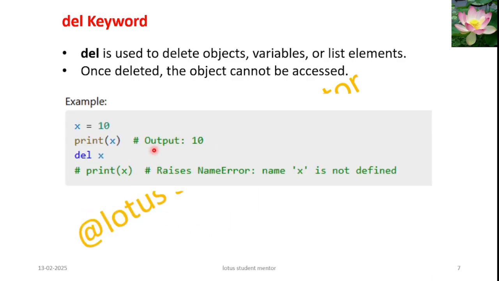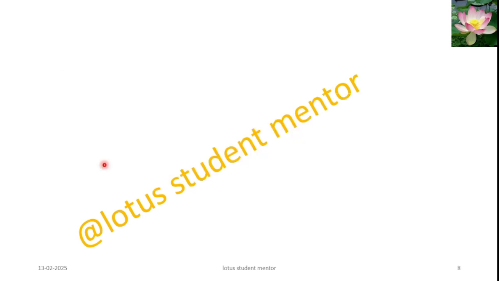Now let us come to an example. x equals 10, print x. That is, print x means output becomes 10. Now if you type del x, then what about print x? Once you use del x, what is print x? The print x raises a NameError. That is, name 'x' is not defined. Why? Because the variable has been deleted by using the del keyword.